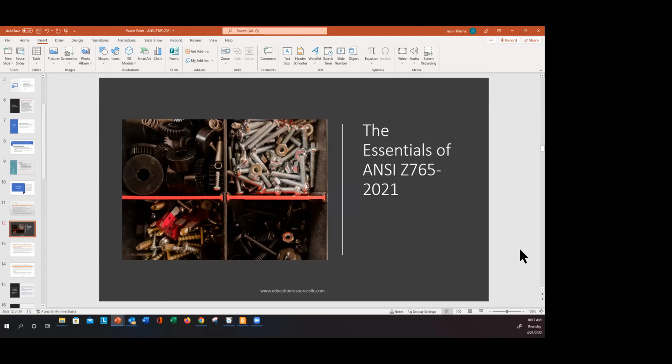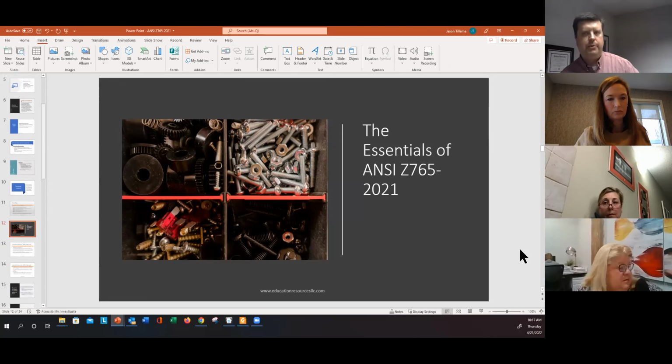Real quickly here, I want to go through some, well, actually, let me go back. Does anybody have any questions on the reasons why Fannie Mae is doing this?